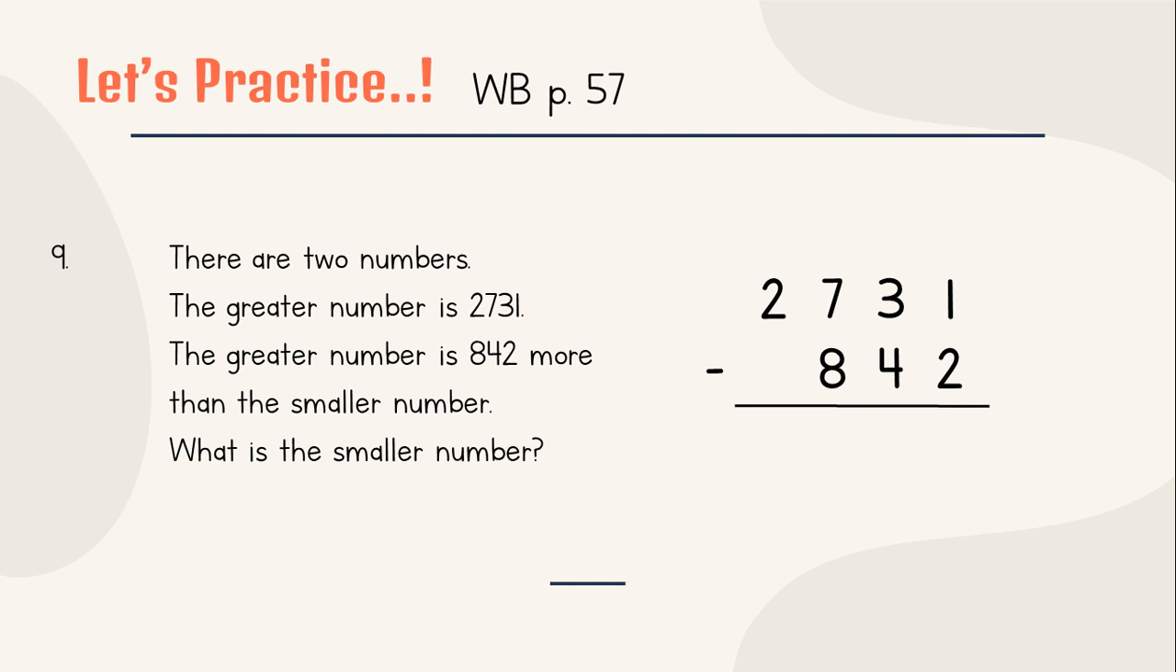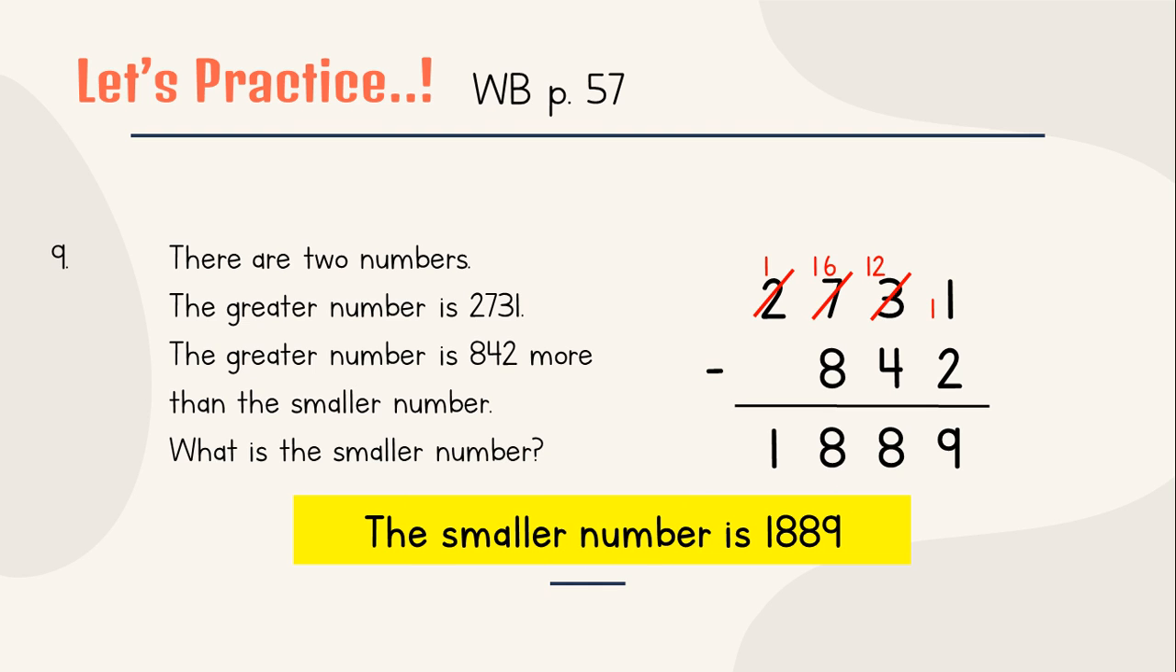So 1 minus 2 cannot, borrow 1. 2 minus 4 cannot, borrow 1. 12 minus 4, 8. 6 minus 8 cannot, borrow 1. 8, 1. So the smaller number will be 1889.